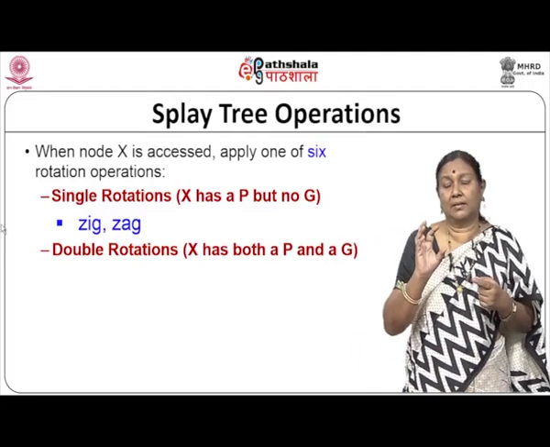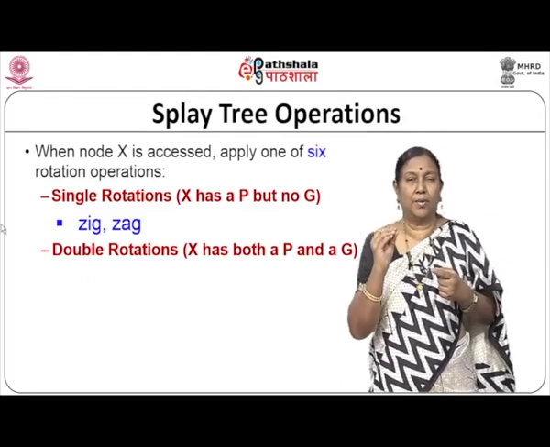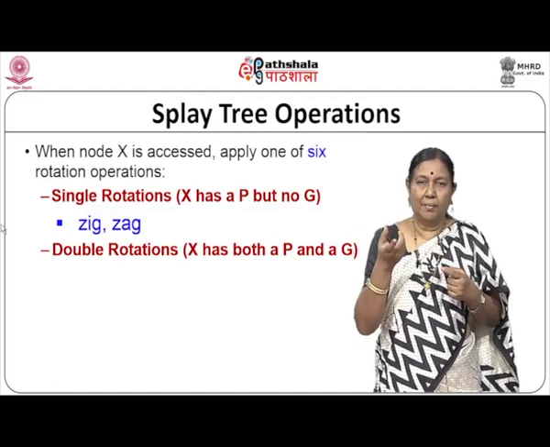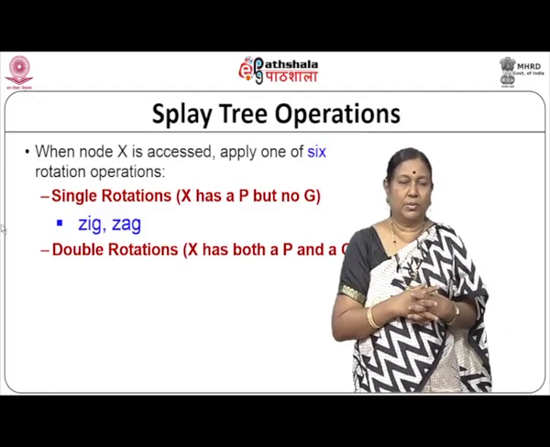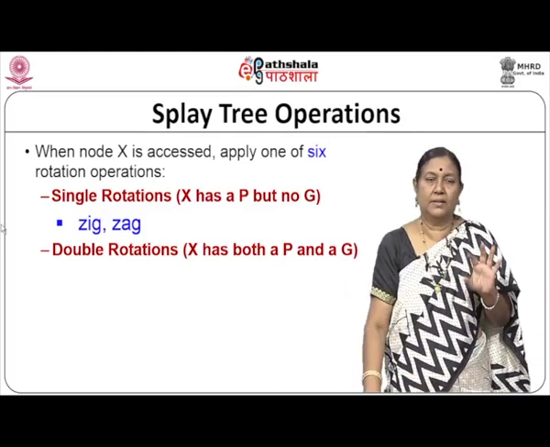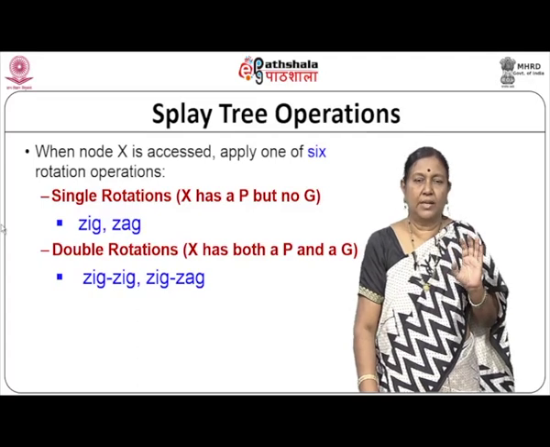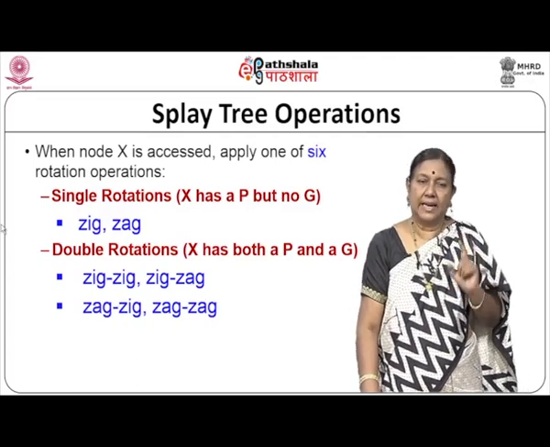Remember, the definition of what is a single rotation and a double rotation is different, but the actual rotation is similar to any AVL or red black tree. So, for a double rotation, x has both a parent and a grandparent. There you have the possibilities zig-zig, zig-zag, zag-zig, zag-zag.